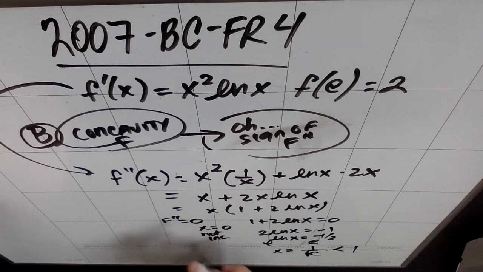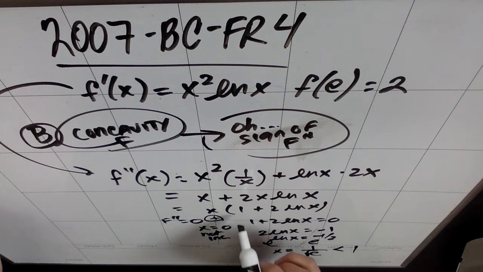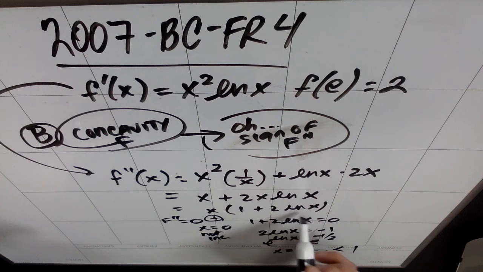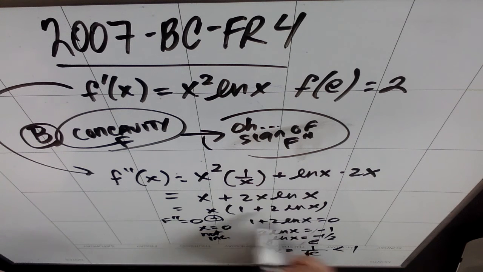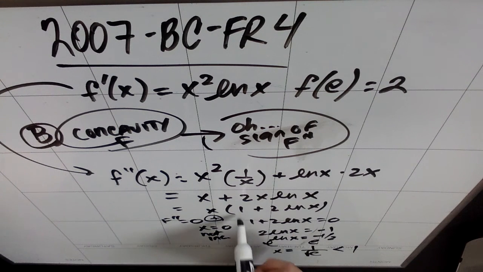So if you look, x is positive on the window from 1 to 3. That's pretty obvious, right? And 1 plus 2 natural log of x is also going to be positive on the window. Here's the logic: we know this thing is only 0 at a value that is smaller than 1. And if I try plugging in, let's say, 1, what we'll see is I get 1 plus a 0, which is positive. So this is also positive on the interval.